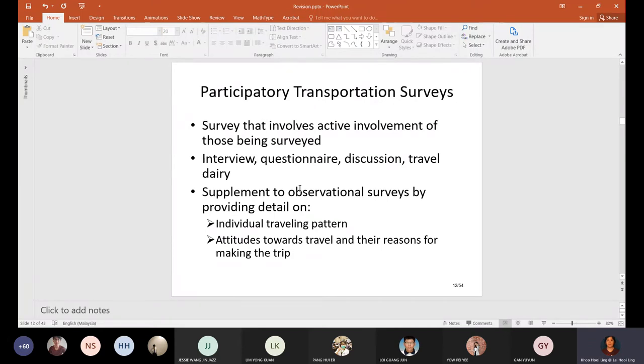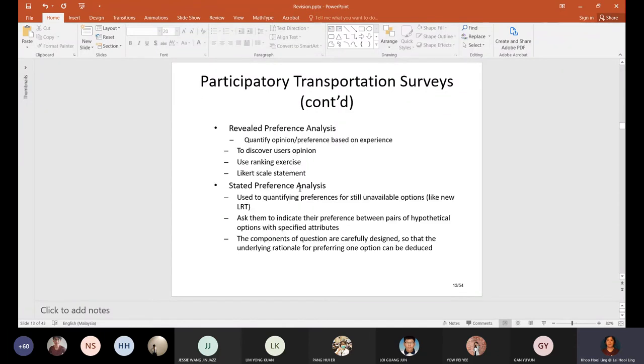A participatory survey means that you have to involve the people who are being surveyed. Normally this includes interview, questionnaire, discussion and travel diary. Most important nowadays is the questionnaire, as a supplement to the observational survey. So I have discussed with you about the two types of questionnaire survey, right?